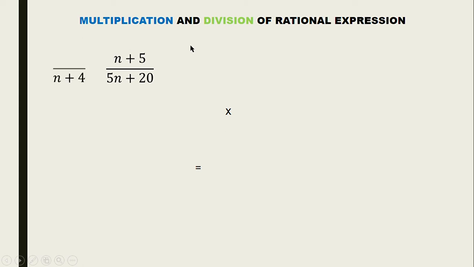Now let's move to division. So this is the given: 1 over n plus 4 is divided by n plus 5 over 5n plus 20. Copy the same thing, but then change the sign and just flip this over. When you flip them, put n plus 5 into the denominator and put this on the numerator.